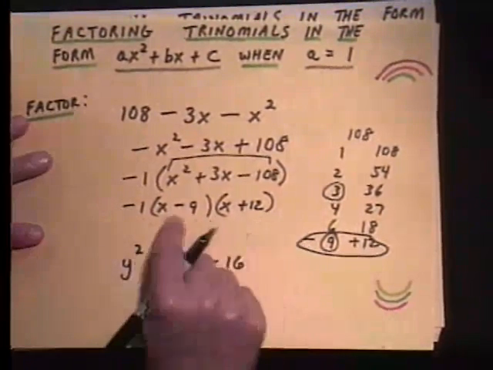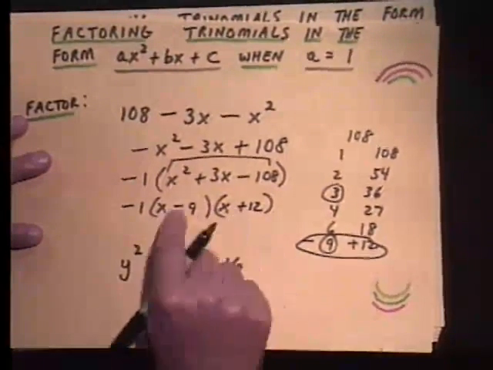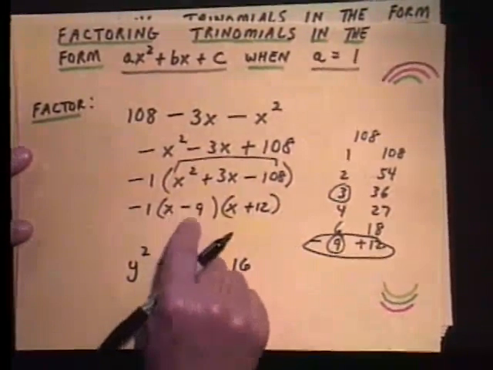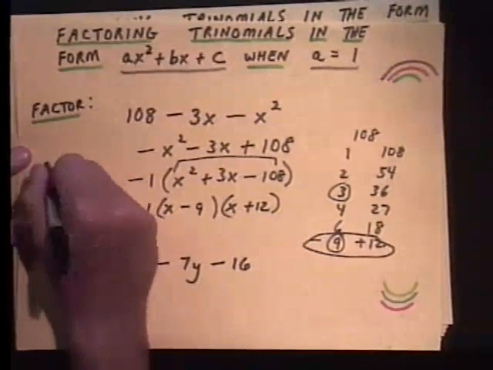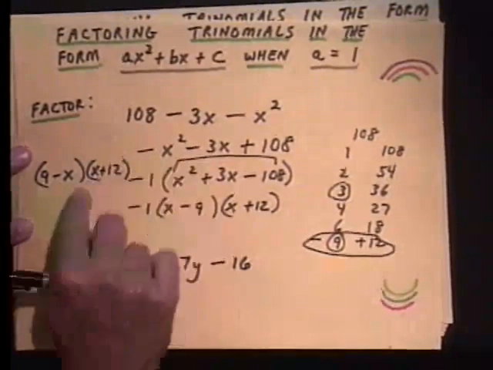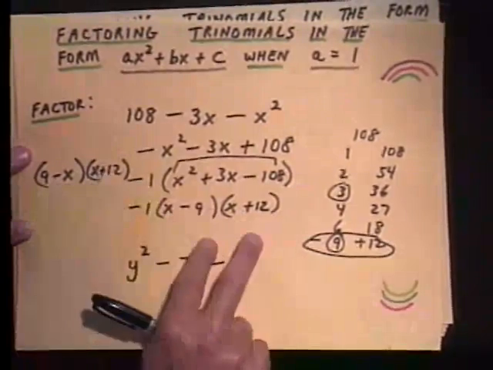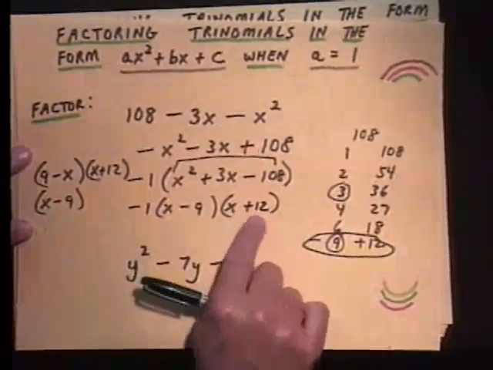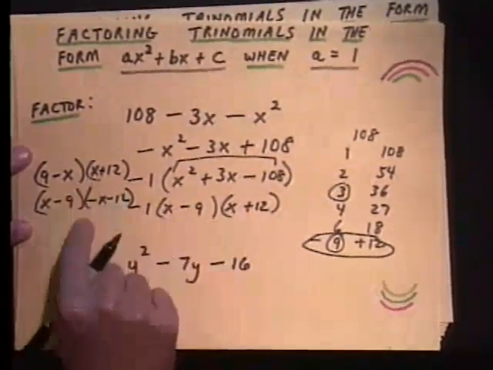Textbooks may write this answer differently. They might take that -1 and multiply it by one or the other of these. They'll try to use the commutative property and switch these around on you. They could also write that answer as 9 minus x times x plus 12, if they wanted to take the -1 and multiply it through there. Same answer. Or they could leave the x minus 9 alone and multiply that by -1. I don't see that one done very often, but these 3 answers would all be the same.